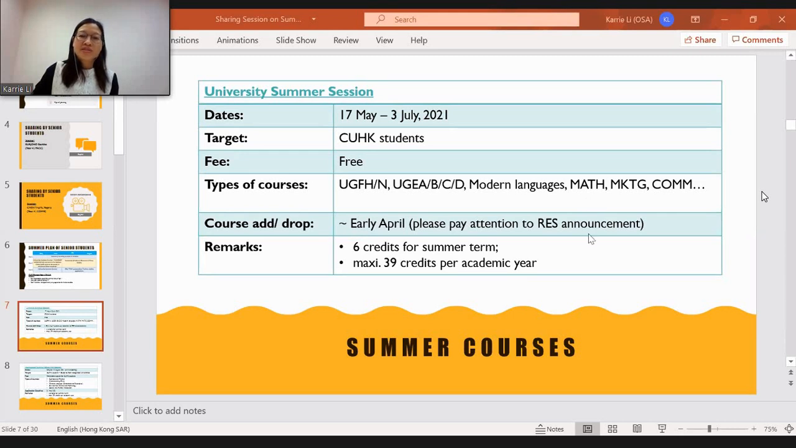For the course add drop, the arrangement is similar to term 1 and term 2 arrangement. So you will do the course registration in roughly early April if we are taking reference from the previous years. So please pay attention to RES announcements later. From here, I would like to add a point: if you plan to take 2 general education courses in this summer session, please pay attention that you can only add 1 general education course during the course registration period. If there are vacancies, you may be able to add another one during the add-drop period, okay?